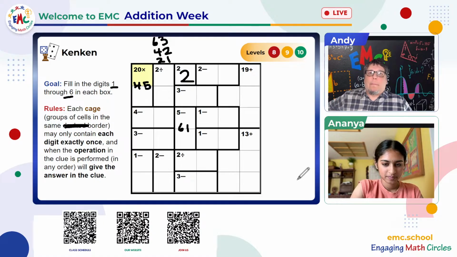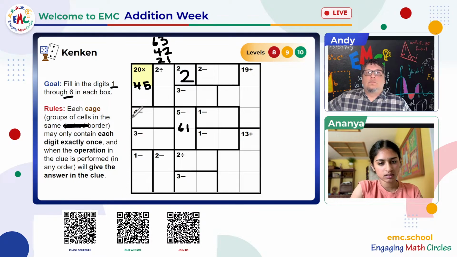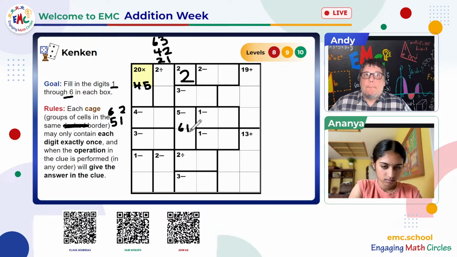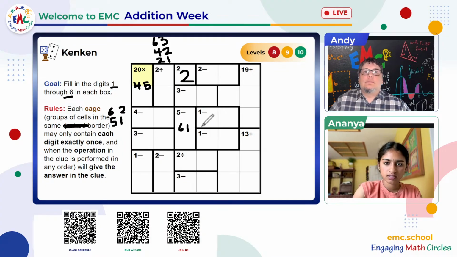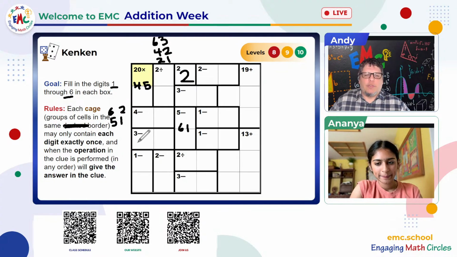Potentially good to check some others. The one that when subtracted gives you 4 could be 6 minus 2 or 5 minus 1. The 3 gives you more options as you move on. Okay. 3's going to have a lot of options.